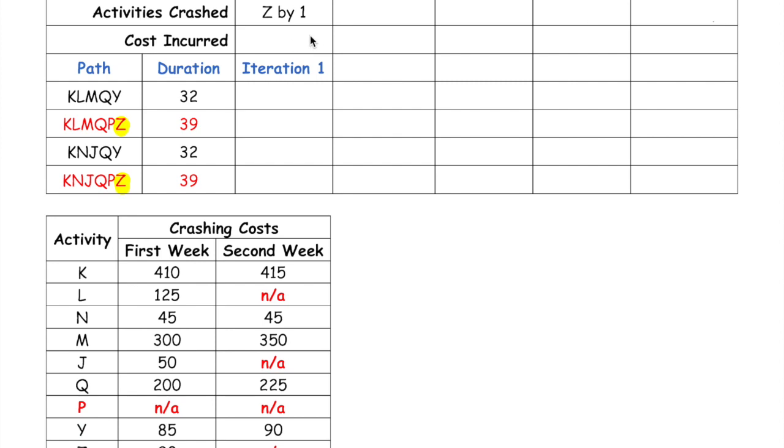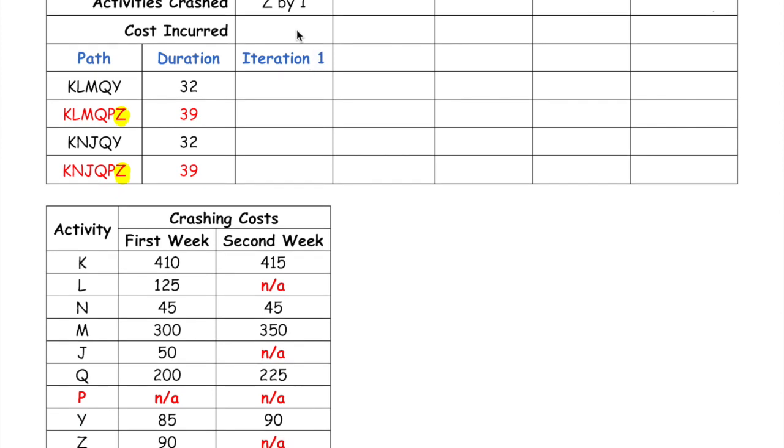So where it says activity crashed, we're simply going to say Z by 1 week. The cost that is incurred is a cost of 90. And because this cost that is being incurred is less than the penalty of $375, it would be worthwhile for the firm to perform this iteration.